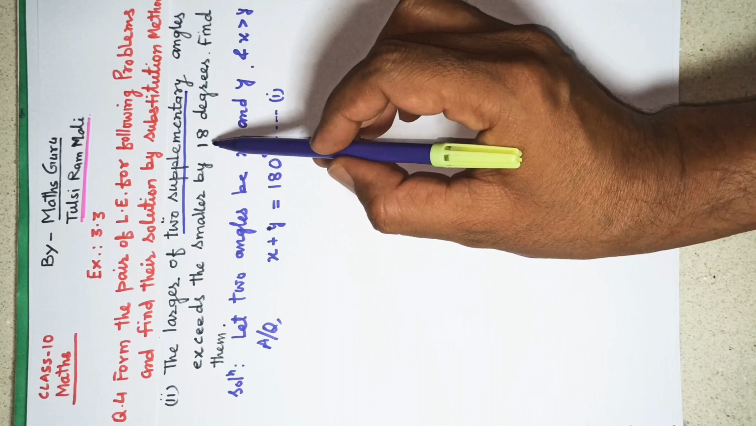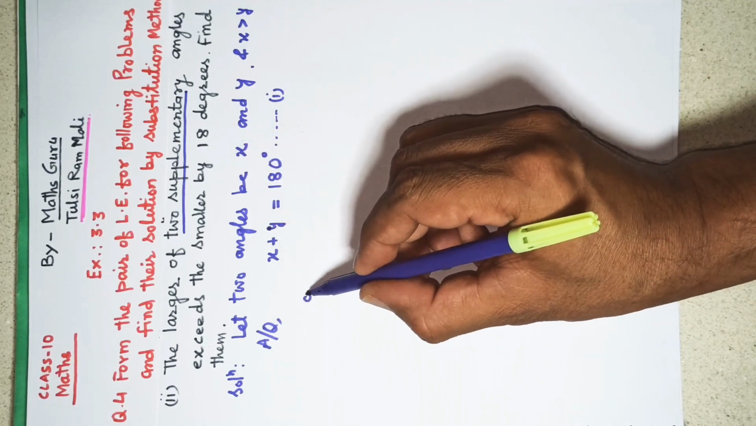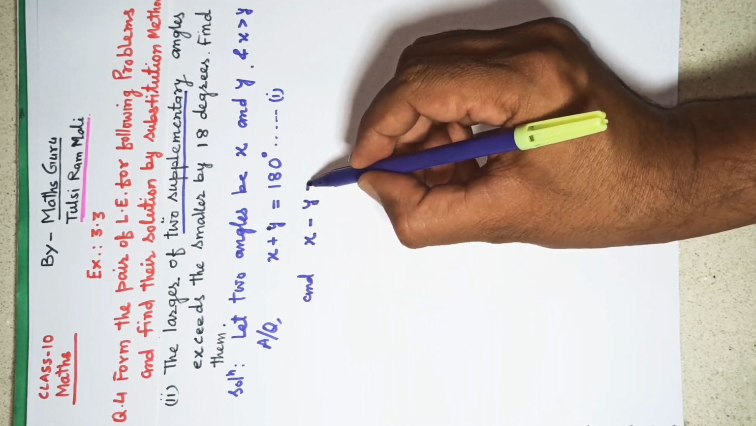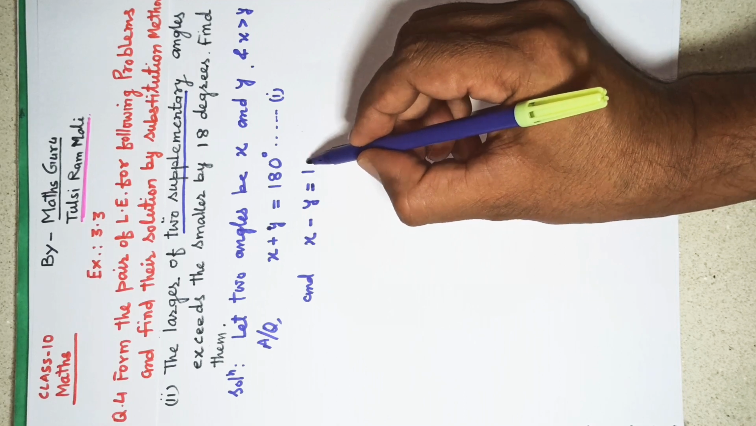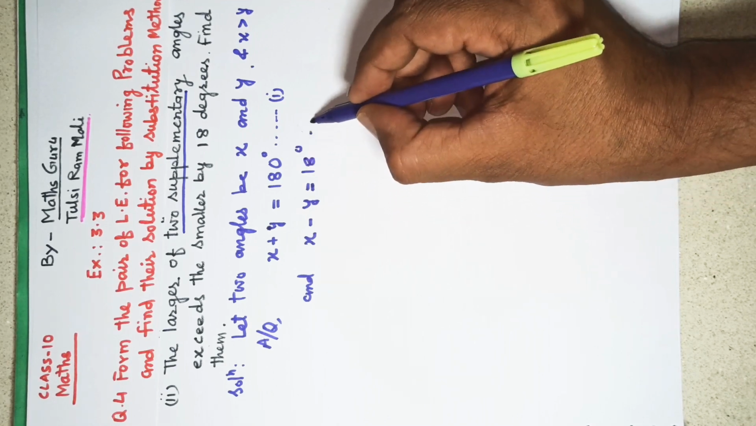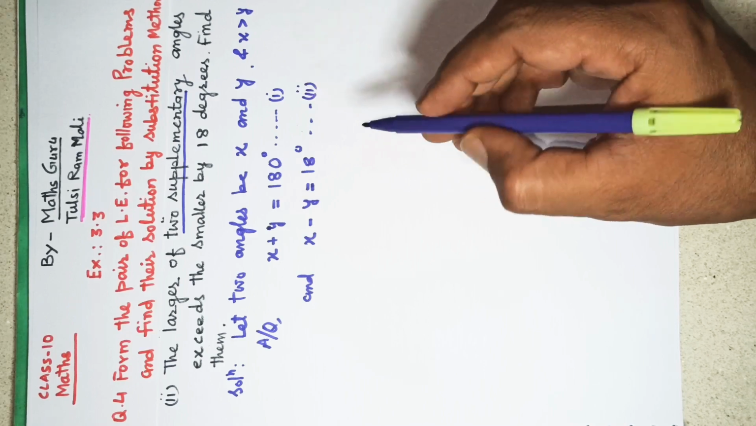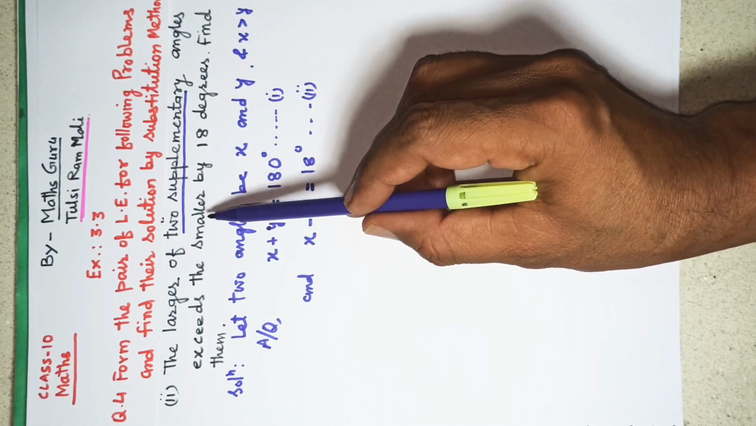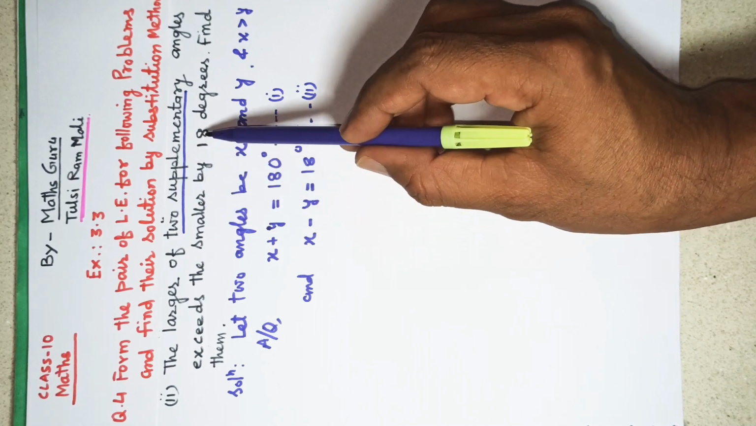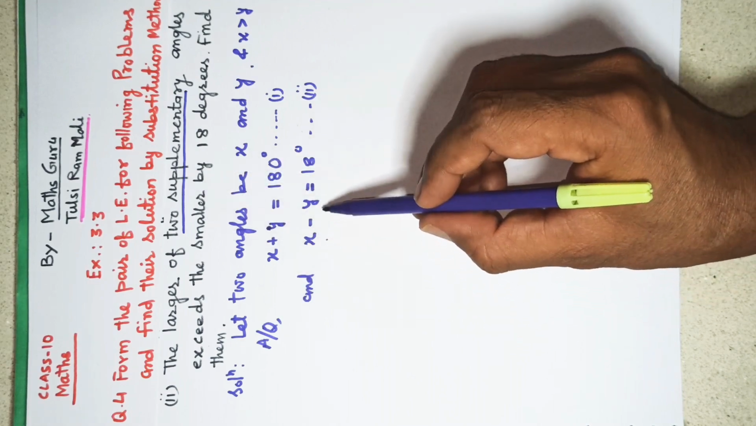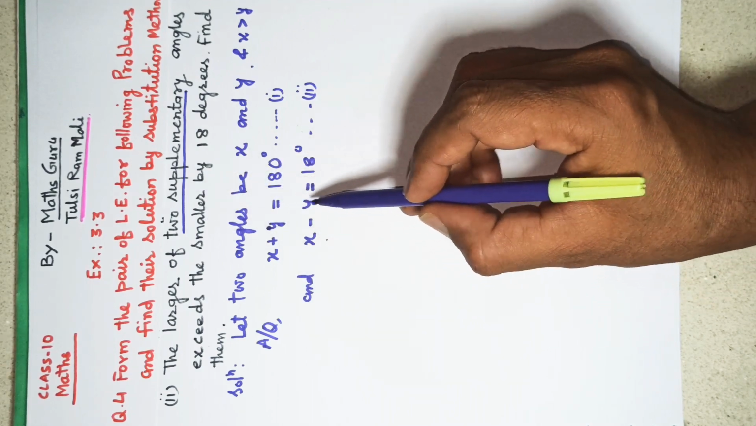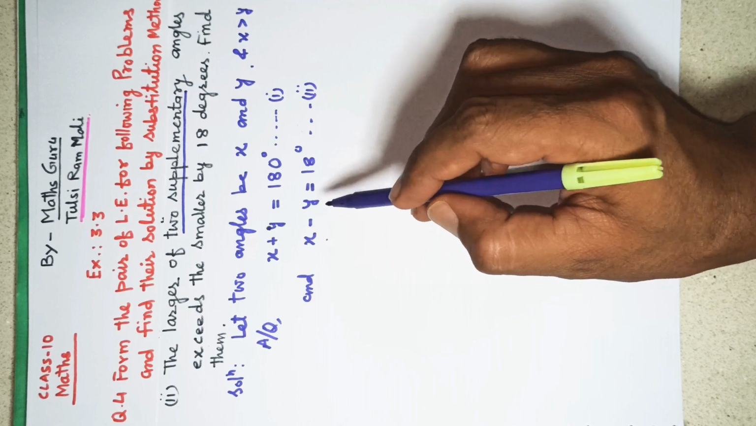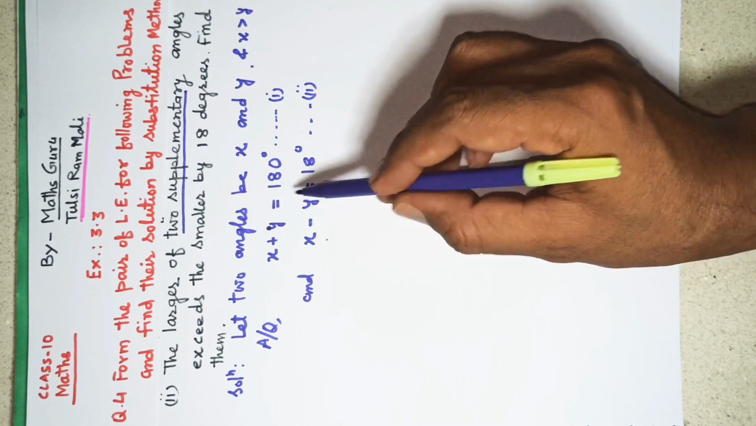Exceed the smaller by 18. It means greater angle x minus y is equal to 18 degrees. Clear? This is equation number 2. Exceed the smaller means x is greater than the smaller angle by 18 degrees. So you write x minus y is equal to 18 degrees. Here you find two linear equations of two variables. Very clear. Now you have to use substitution method to solve these two equations.